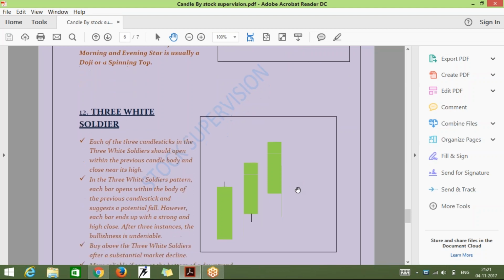Here, as in the picture, it's not like you will not be finding the shadows. You can find the shadows, but the shadows are smaller in size. Let's come to this. Each of three candlesticks in the three white soldiers should open within the previous candle.